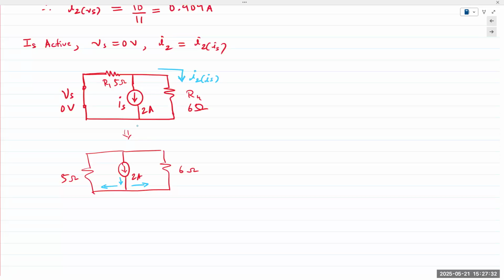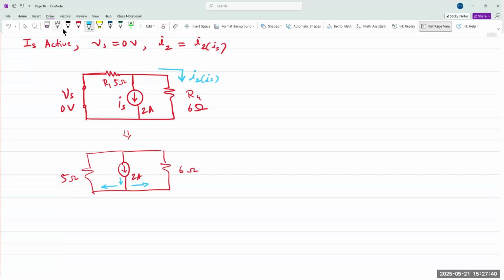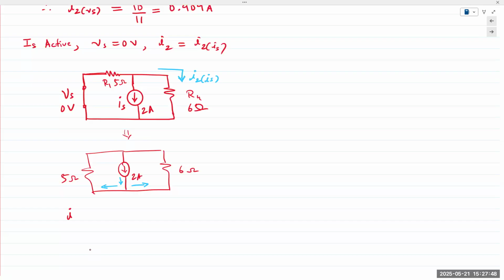So if I look at 2 amps, I want to find the current going through the 6 ohm resistor. First of all, what is Req between the two resistors? Remember, we need Req, right? So I 6 ohms is equal to a fraction of 2 amps. The fraction is given by Req, which is 5 times 6 divided by 11. This would be divided by 6 ohms. 5, 6 are 30.